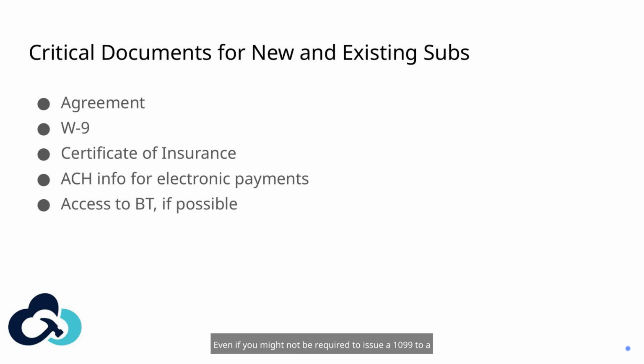Even if you might not be required to issue a 1099 to a specific subcontractor at year end, it's still a good idea to get a copy of their W-9, because this is the sole evidence you have that you're not required to issue them a 1099 in case the IRS asks.